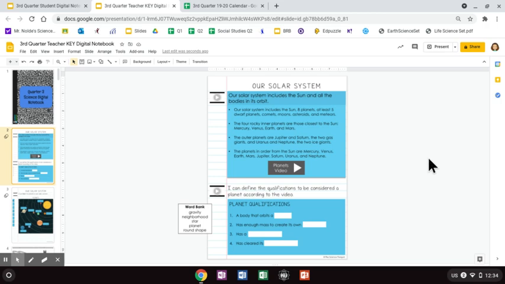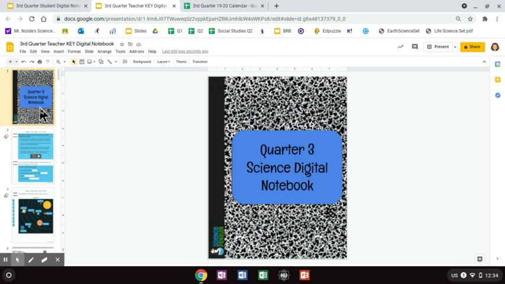Hi guys, so we are going to go ahead and do slides 2 through 5. So we're starting a new notebook, and this is going to be a little different than last quarter, where you had a different notebook for each content area or each topic. This time you're just going to have this quarter 3 notebook. You're going to use the same notebook for the entire third quarter.